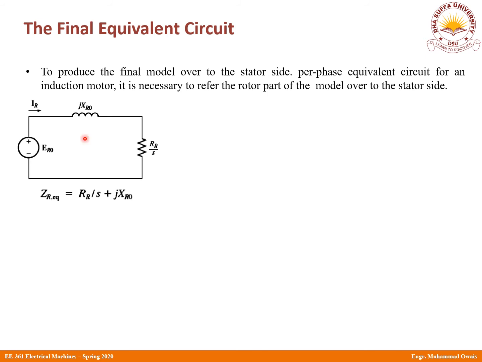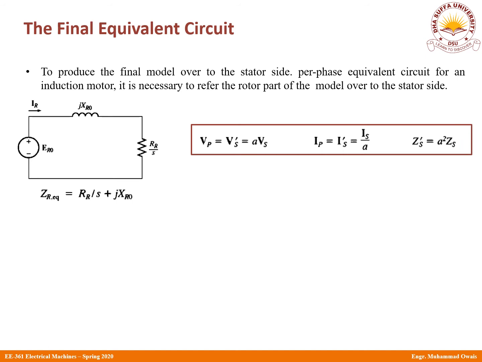That is, these terms we have, the resistance jX R naught and R R upon S, we have to refer all these terms and also this voltage to the stator side. For that we have the relationships we studied earlier, just like for an ordinary transformer; these are the relations which we are going to use. If you bring it to the primary, this will be simply A into Vs. Now here, the voltage is E R naught, so when it comes to the primary side, this will be equal to A E R naught.